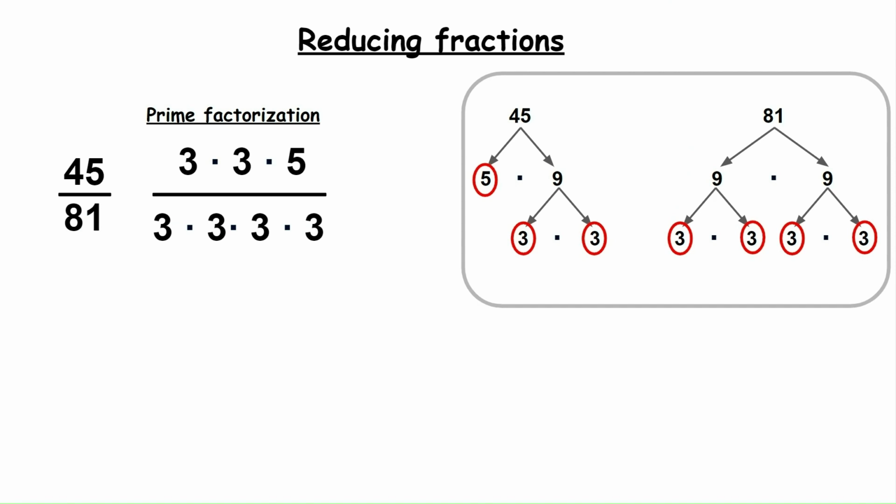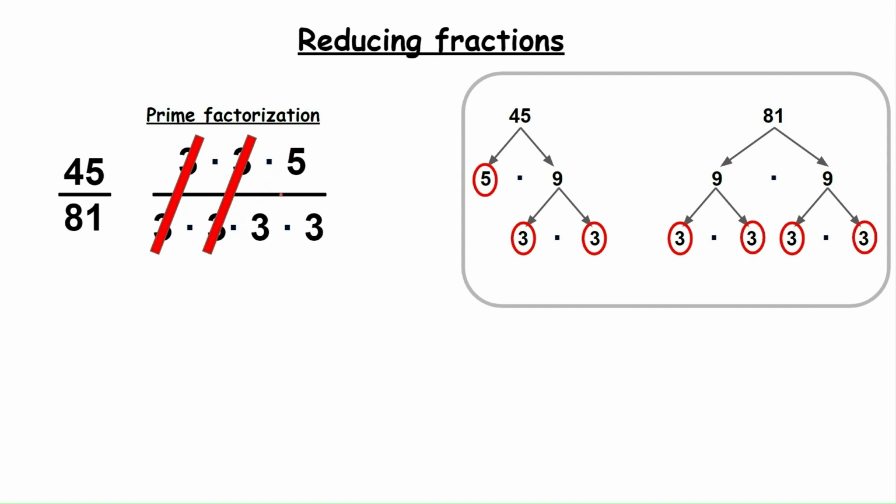So now let's cancel out any factors that match on the top and the bottom. So we have 3 on the top and 3 on the bottom. They match. We also have another match with 3 on the top and 3 on the bottom. So let's cancel those out as well. So now we don't have any more factors that match between the top and the bottom.